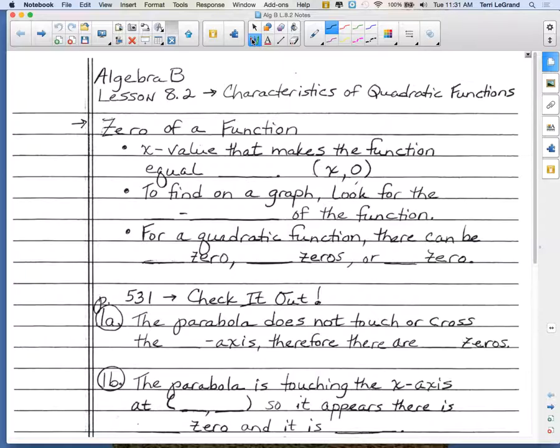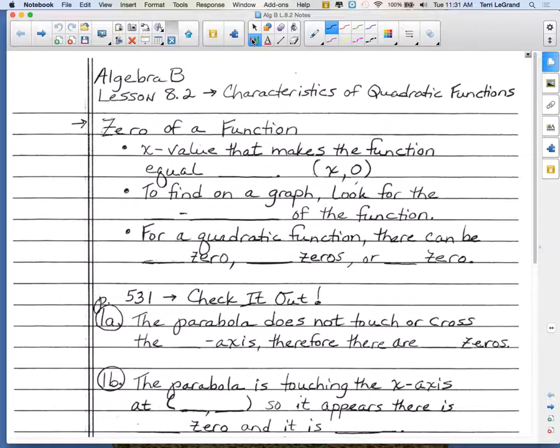Michaela, was that the one you were going to offer up? If it's negative, it's more likely that we're pointing down. If the a value is negative, then it's going to be opening down. If the a value is positive, it's going to be opening up. Can the a value be 0? No. Why not? What happens?